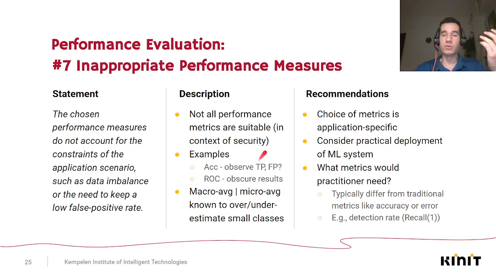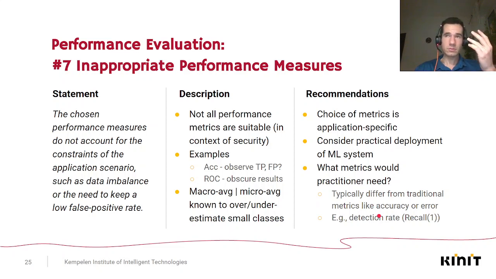And so what can we do? We need to think about the domain. We need to know the domain we are proposing the solution for, and we need to choose a metric that is application specific for the practical deployment purposes of the machine learning system. So we need to think about what metrics the practitioner would need, and they typically differ, especially in cybersecurity, from traditional metrics like accuracy and error.